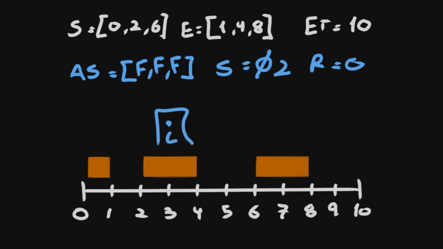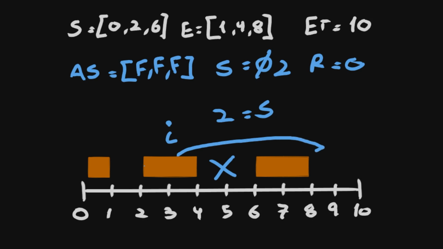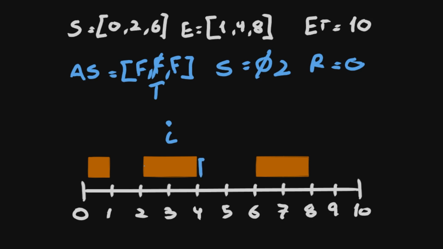Now the I pointer is here and we have a meeting of size 2 and 2 equals our maximum size so far that's not adjacent to the current meeting. So what this means is we can fit this meeting here. Here we have exactly 2 blocks of free space. So we can replace this false with a true now. And here we have 2 blocks of space and the maximum space so far is 2, so we keep 2.